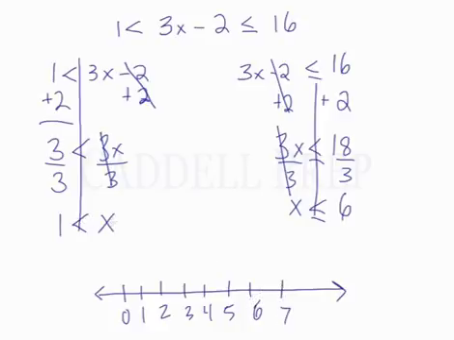Okay, so for this part, x is greater than 1. So we have a circle at 1, and x is greater than 1, so it's going to go to the right. I'm not going to draw an arrow yet. I'm just going to start coloring it in.